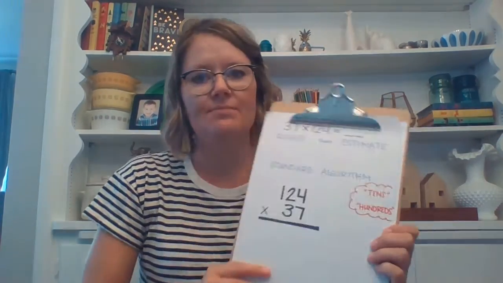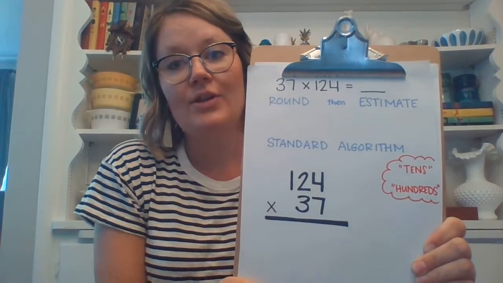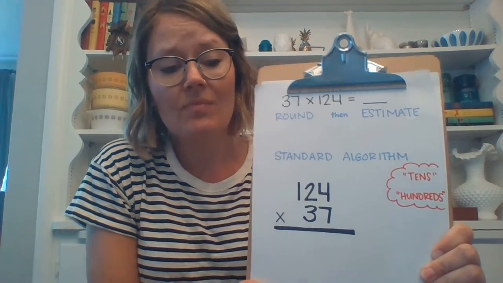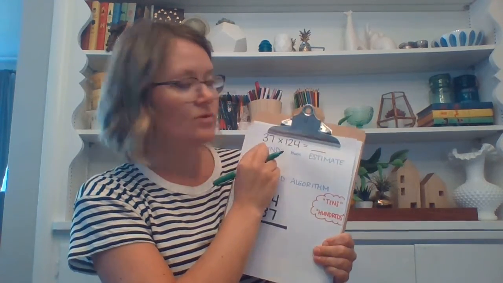All right, so we're going to take a look at a sample problem. 37 times 124. Oops, can't see that very well. Okay. 37 times 124. And the first thing that we're going to be doing on this workbook page is you need to round the numbers and then estimate. So I'm going to round each factor.